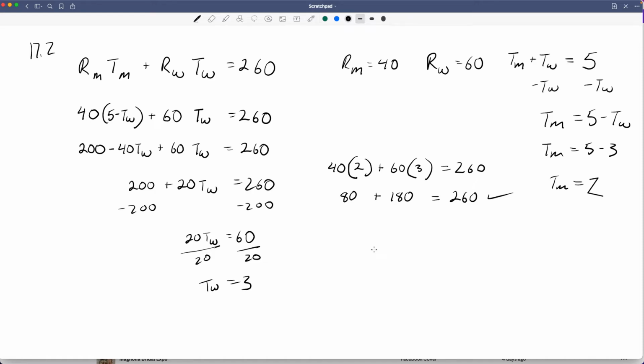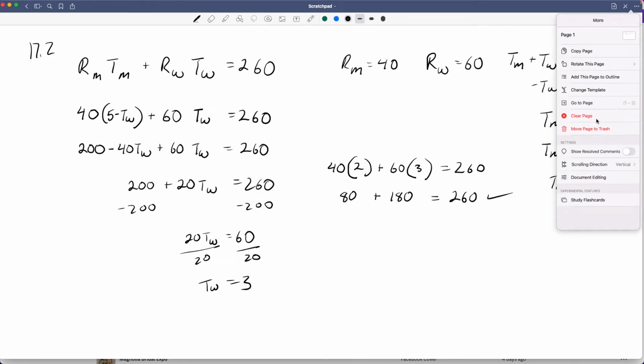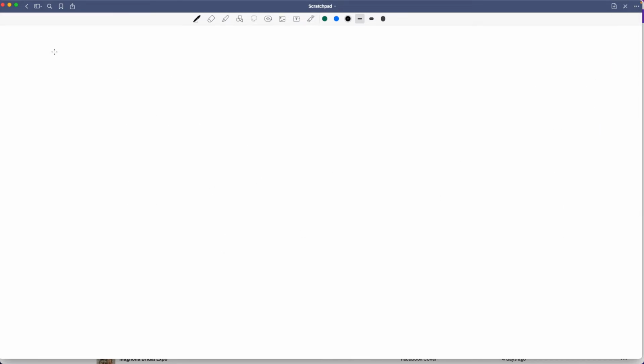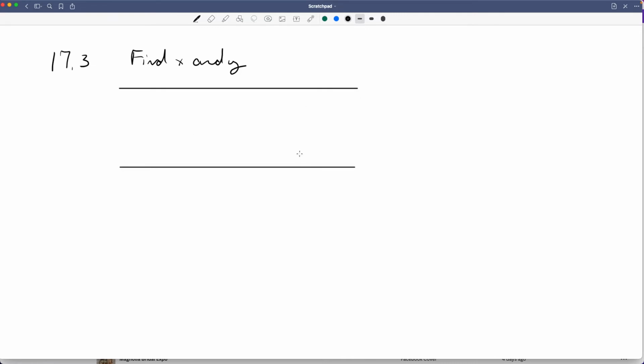So let's talk about angle relationships. This is problem 17.3. We can devise problems about angle relationships that let us practice the solutions of two equations with two unknowns. And what we're going to do is find x and y. And here is the illustration. I have a parallel line to this one, and then I have a transversal.